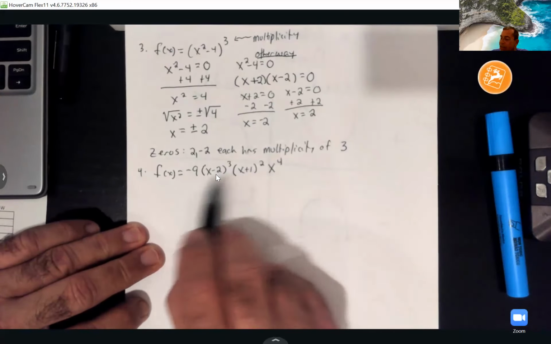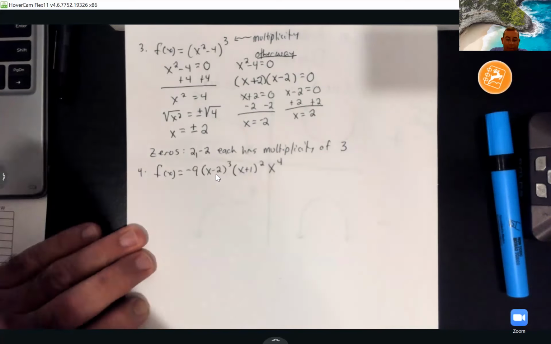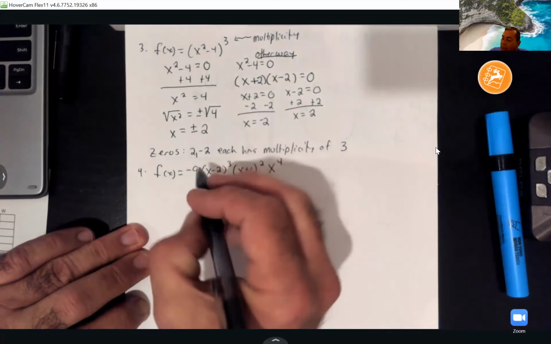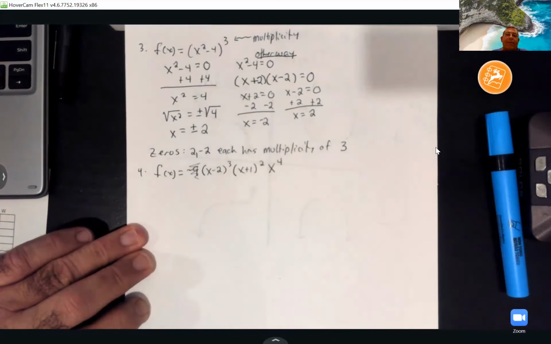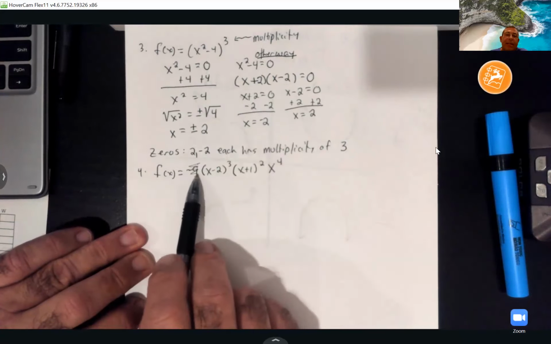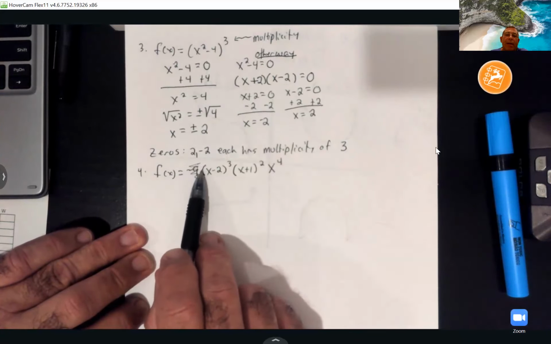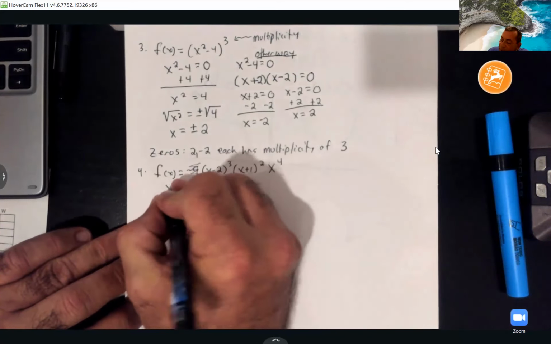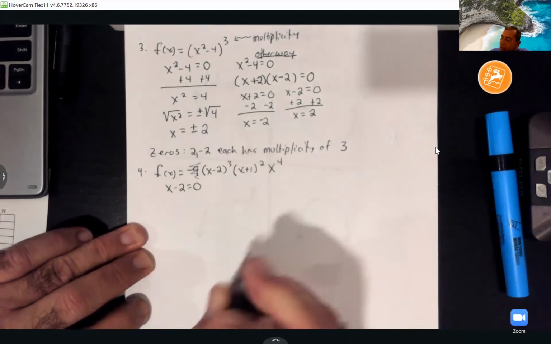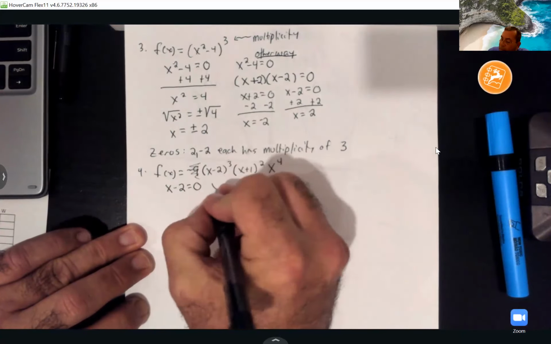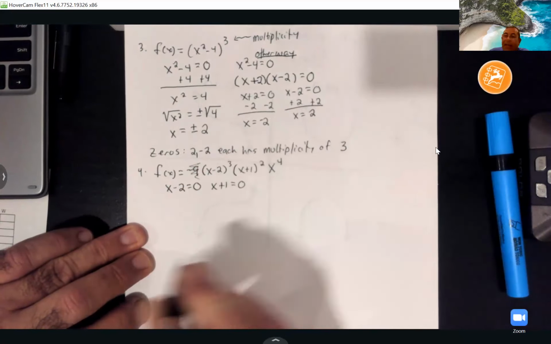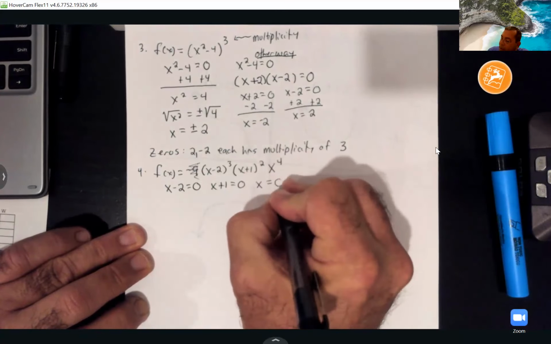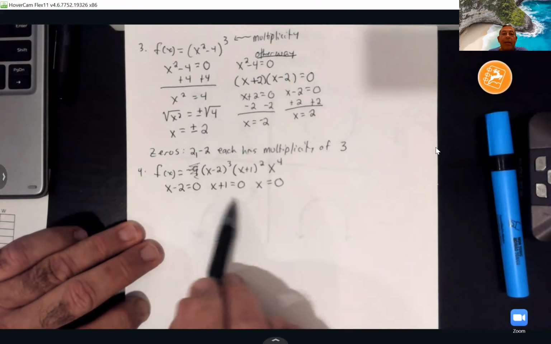To get the zeros, I set the actual factors equal to 0. Now, y'all see that negative 9 does not have a variable with it, so we sort of scratch that negative 9 out. It does not determine any zeros since it don't have a variable behind it. So the ones that will determine my zeros are going to be the x minus 2, so I'm going to set that equal to 0. The x plus 1, I'll set that equal to 0. And then this x to the fourth, I'll set x equal to 0. That's how I'll get my zeros.